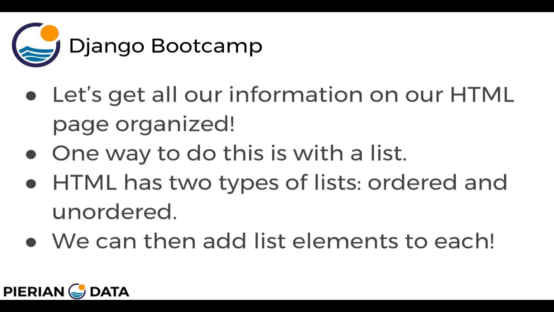A lot of times you want to get your information on your HTML page organized, and one way to do this is with a list. And HTML has two main types of lists. That's an ordered list and an unordered list. And we can actually then add list elements to each of these types. Let's get started by jumping to the Atom text editor in our browser.